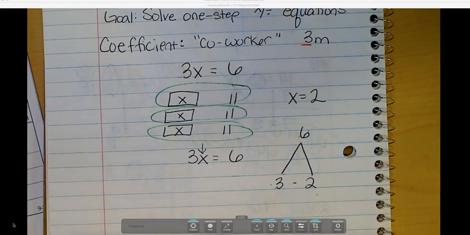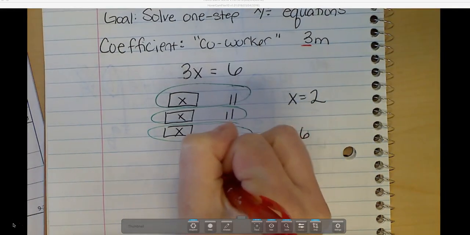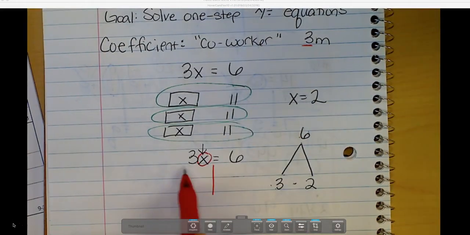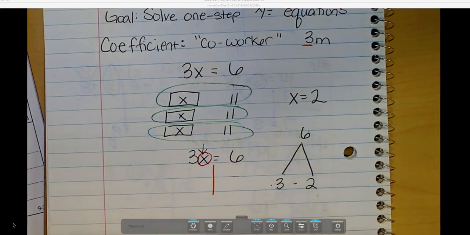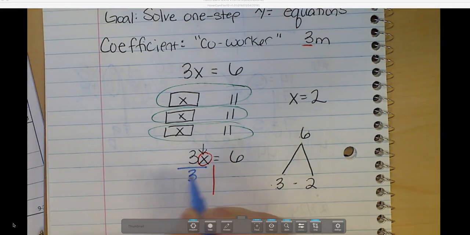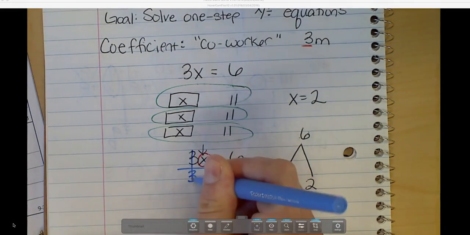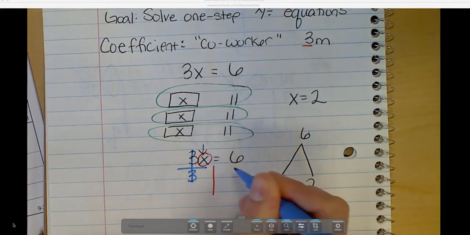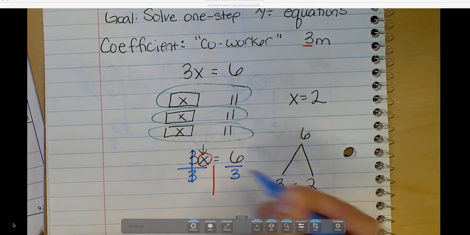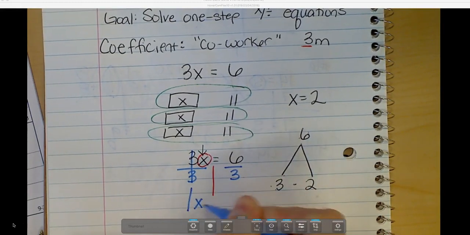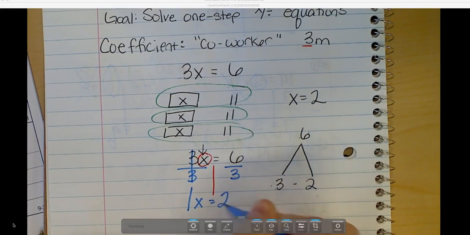So just like before, we would circle our variable and build our wall. These two are multiplying. So if I want to find the variable x, the solution, I would do the opposite and divide. Because if I divide by 3, 3 divided by 3 becomes 1. What I do to one side of my wall, I have to do to the other. I am left with 1x equals 6 divided by 3, which is 2. Or just x equals 2.